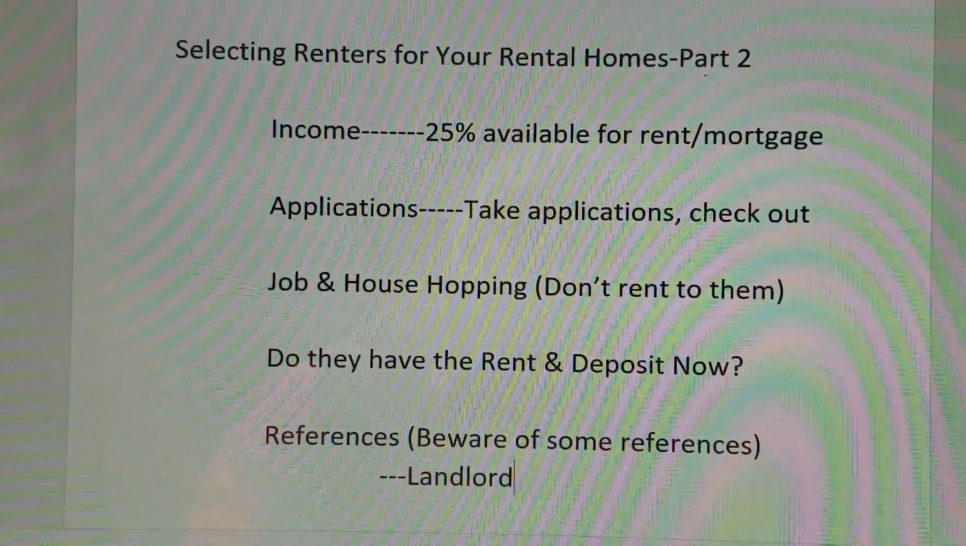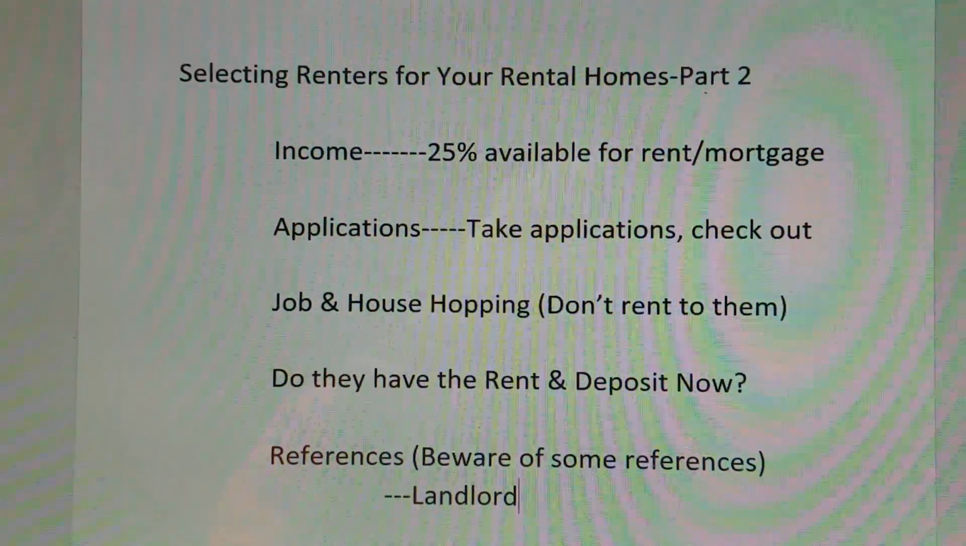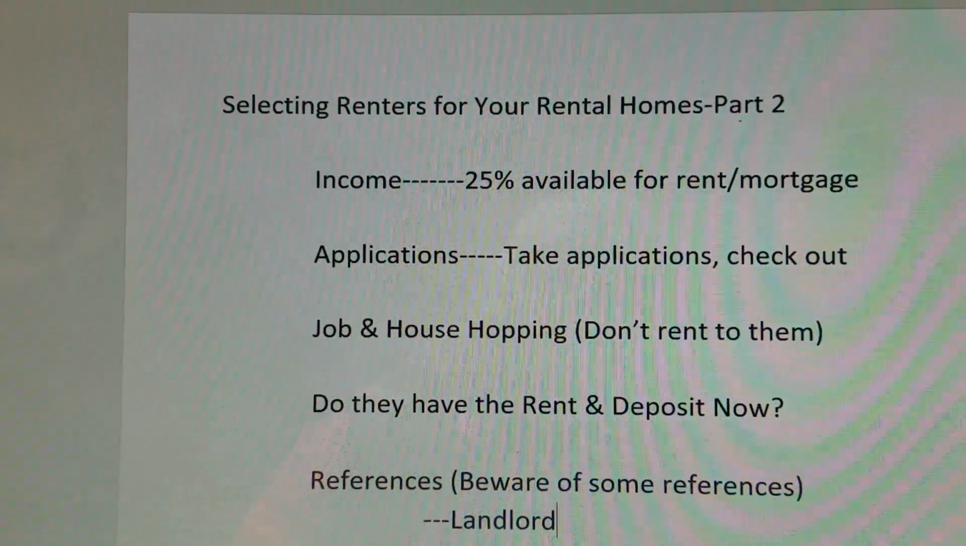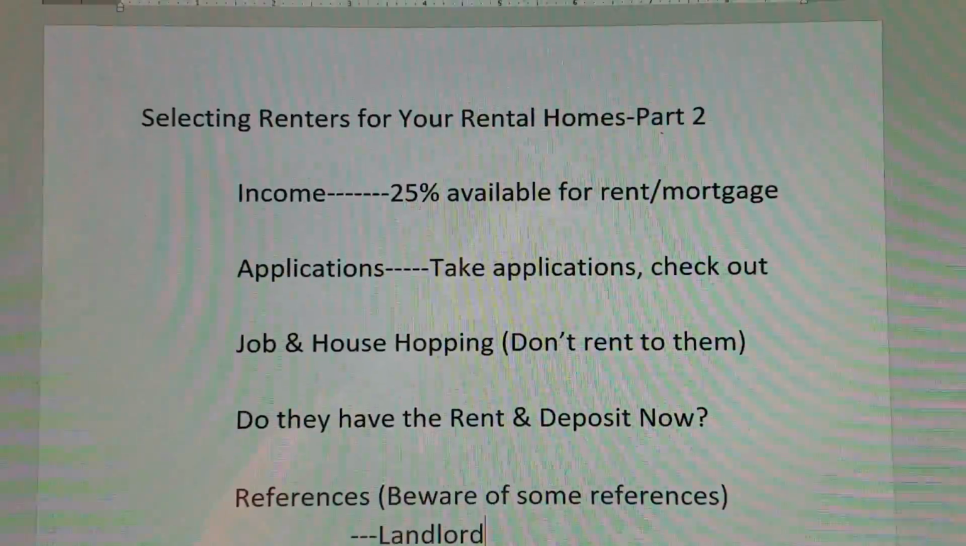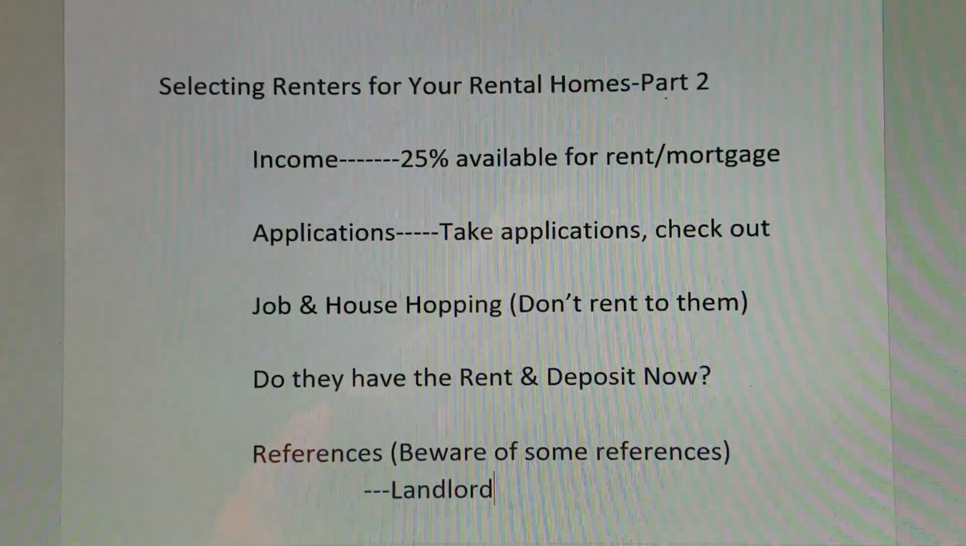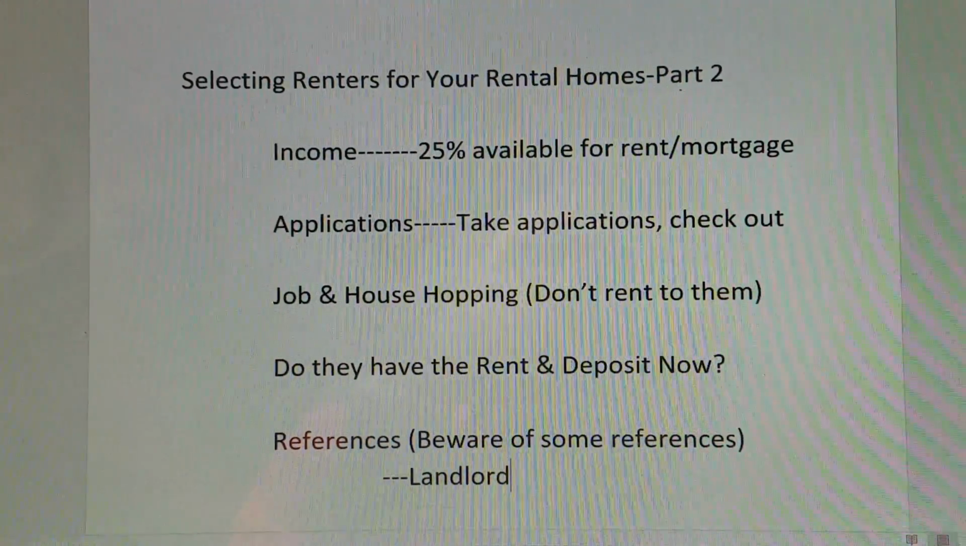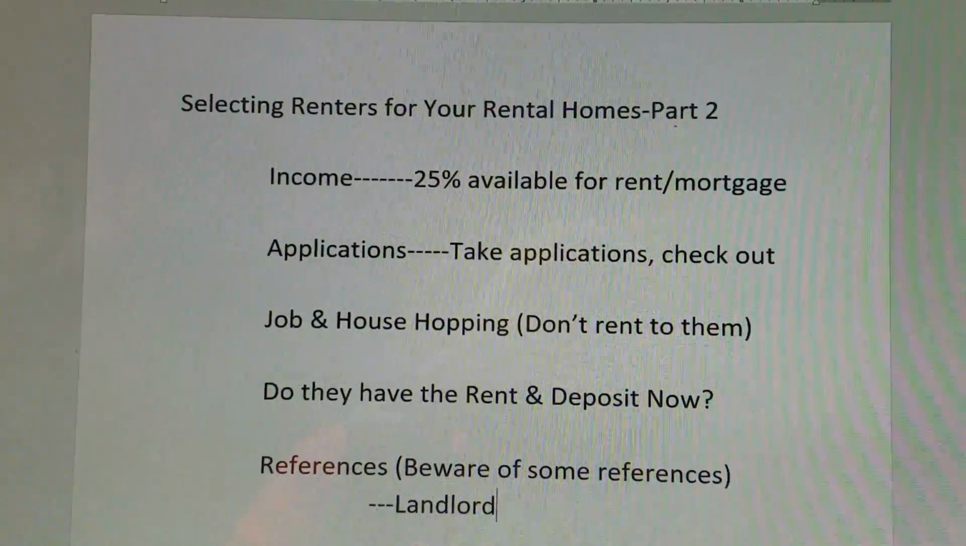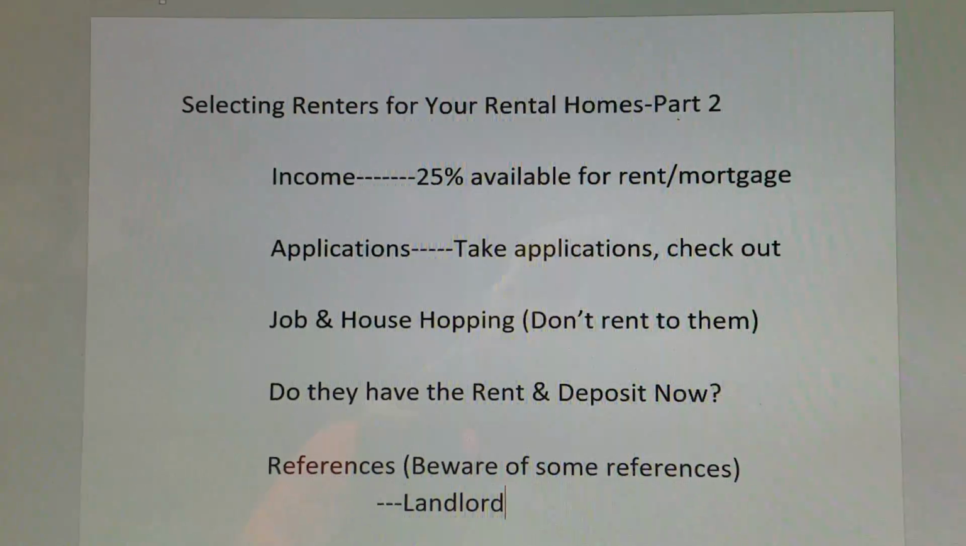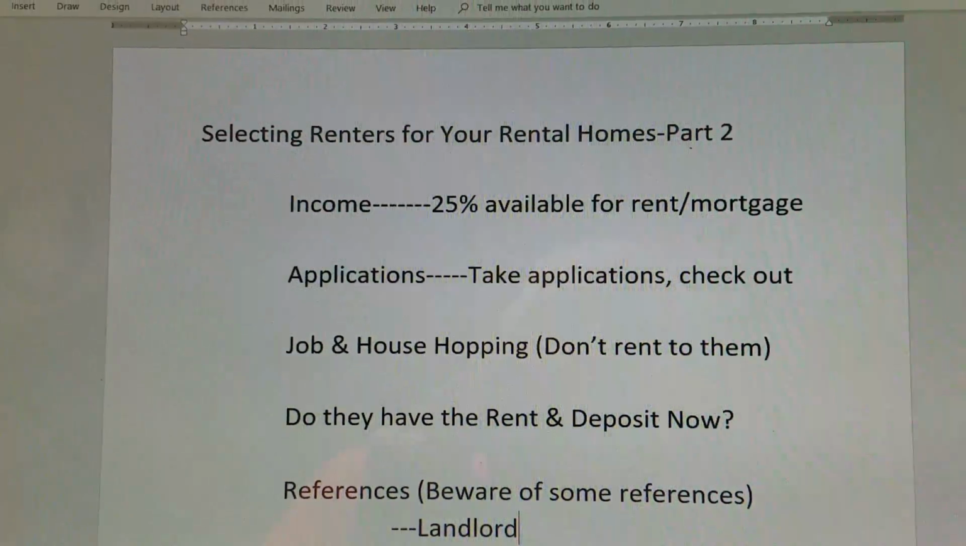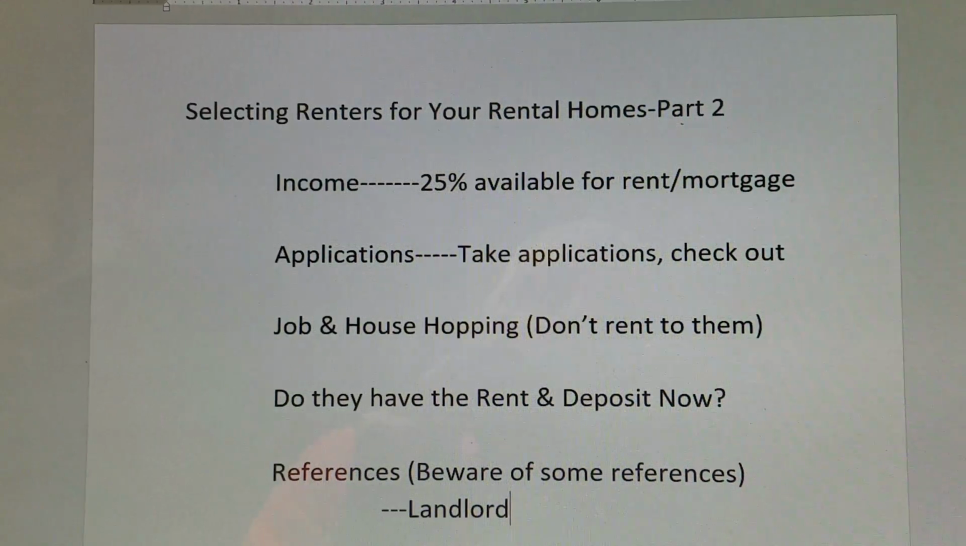I talked about this a little bit the other day, and I did a video while I was in my truck, so I wanted to go ahead and do this again. Go ahead and write it down in kind of a view graph like, and this will be part two of selecting renters for your rental homes.